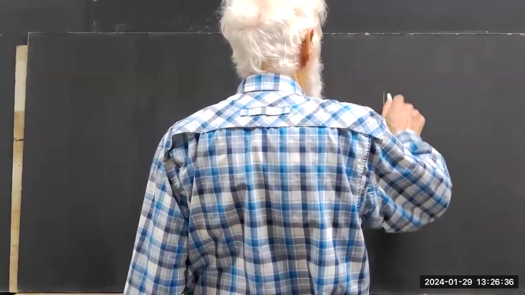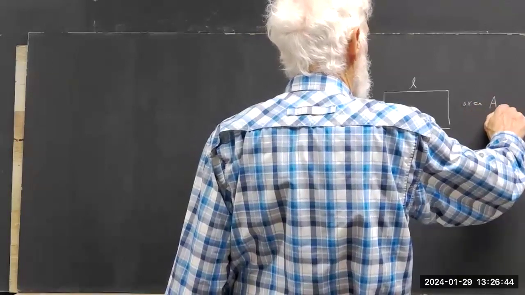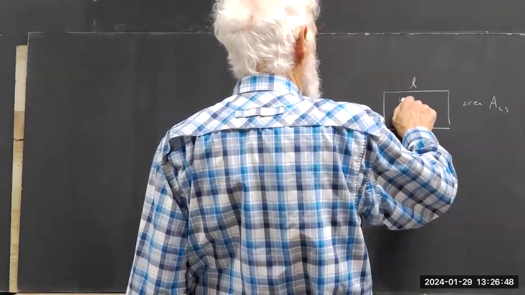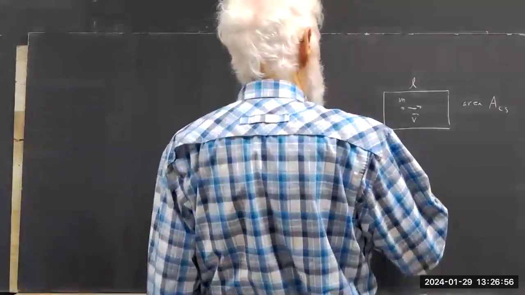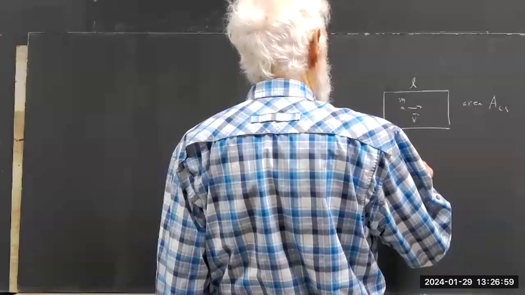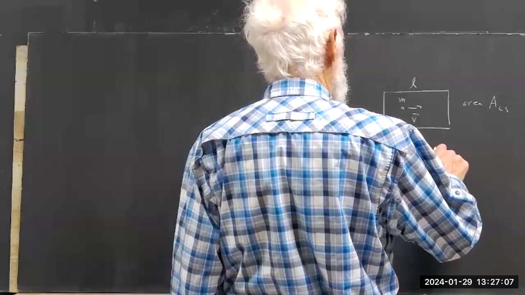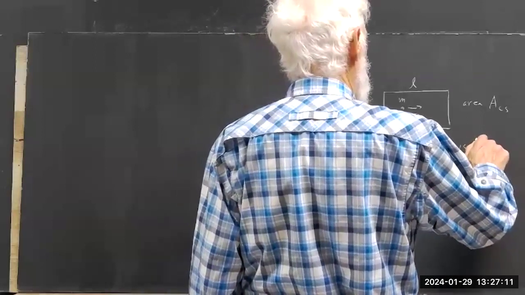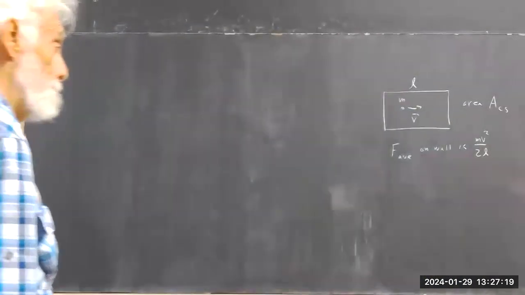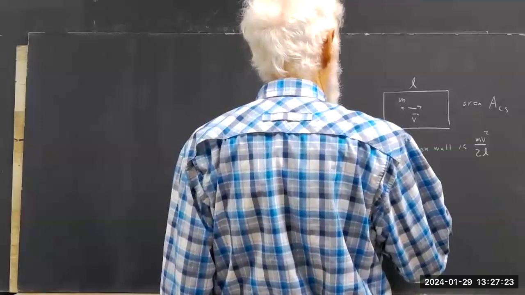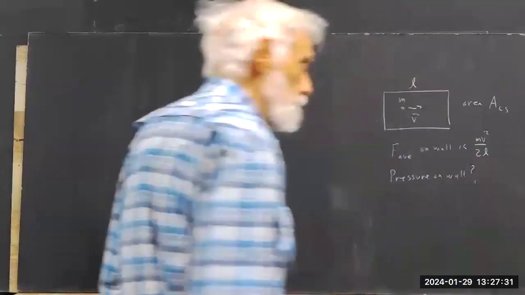If you now have length L, cross-sectional area A_CS, same situation, but now you're confined. Then the average force on the wall is mv squared over 2L. What's the pressure on the wall?